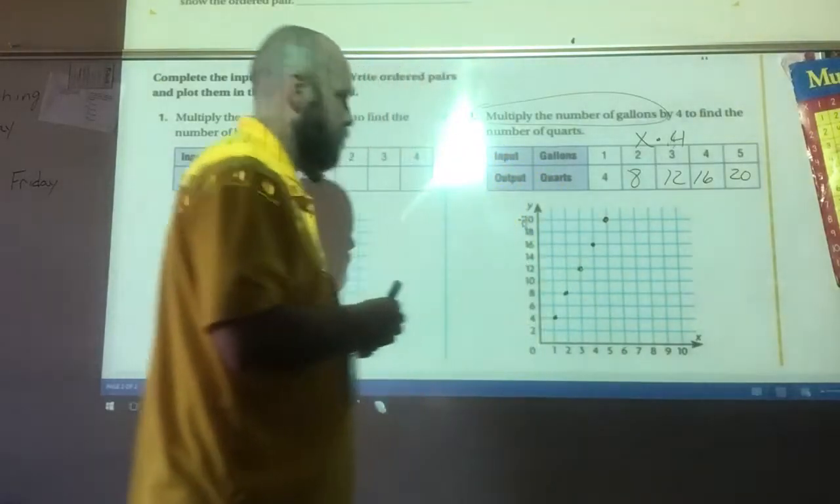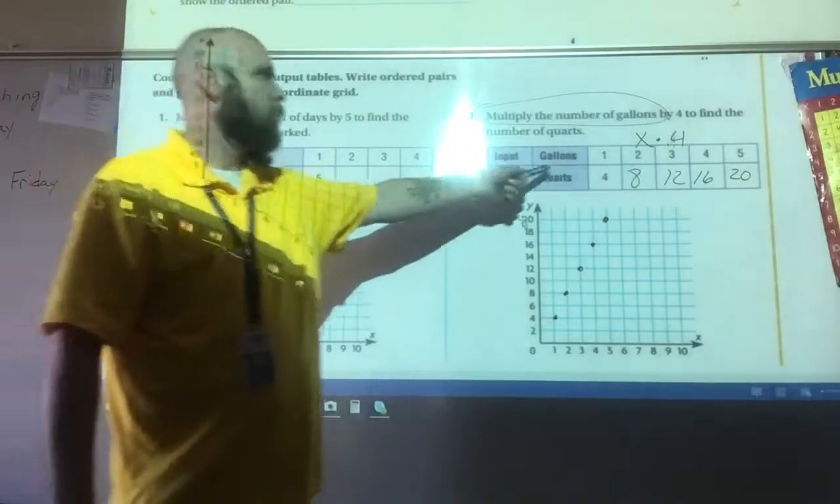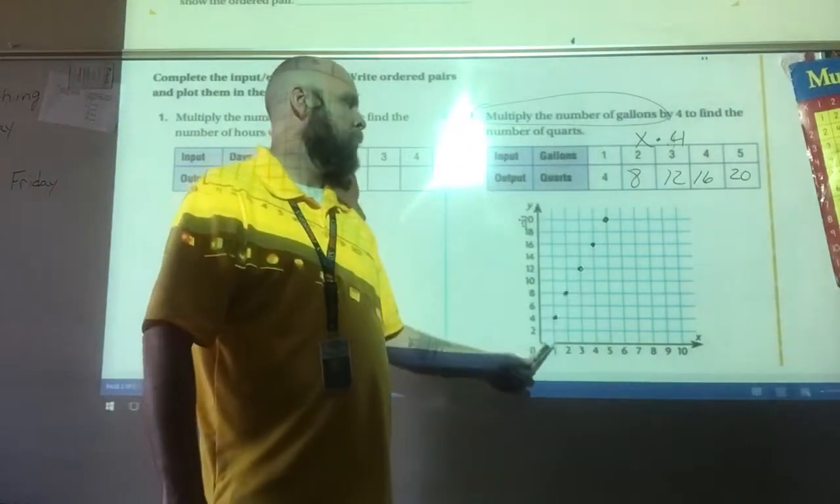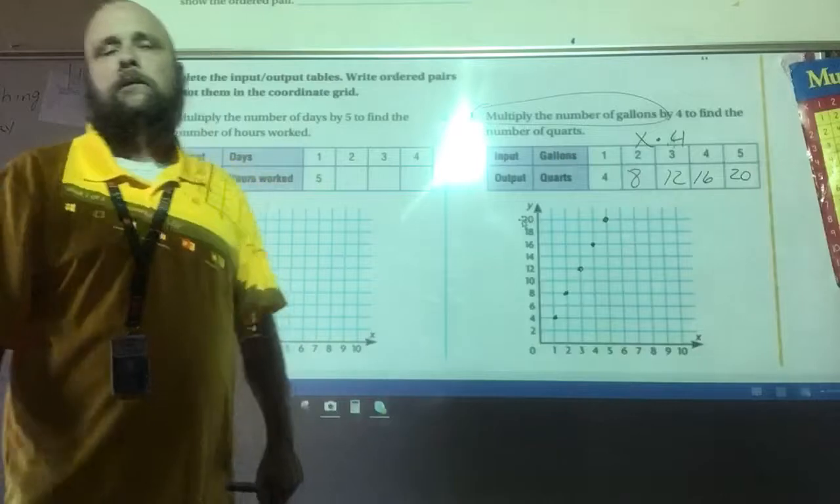Again, they gave us the rule, x times 4. That means the pattern will be a straight line.